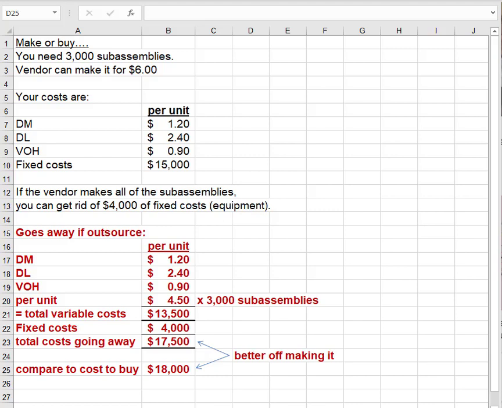So in terms of the way your author may set up a question, they're going to ask for the financial advantage or disadvantage of one of these decisions. If you let the vendor make it, what's the financial advantage or disadvantage? If the vendor makes it, you're going to be $500 worse off. So that would be a $500 disadvantage.